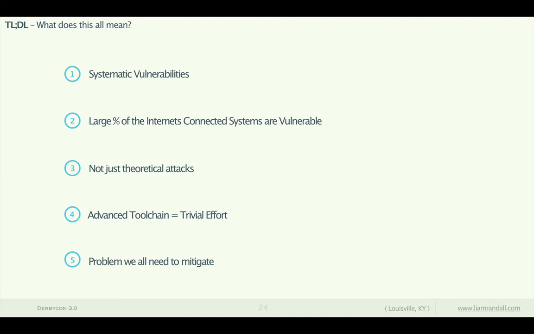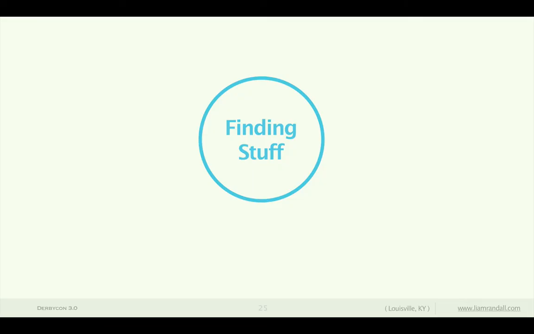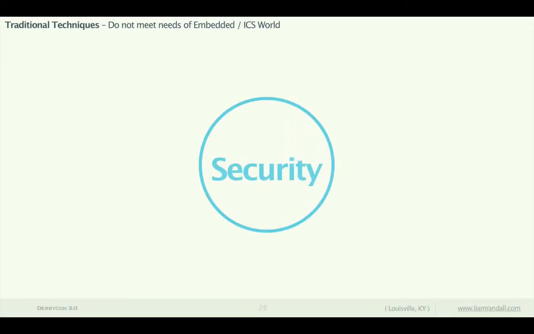And unfortunately, that means that this is a problem that we all need to mitigate. So, how do we find this stuff? When we're talking about ICS and embedded world, these are defensively handicapped products to begin with. When we talk about finding this stuff, I think generically we mean we want to find bad stuff, but let's first also consider how we find stuff in general in this space. And the sad reality is that the traditional techniques that we've been trained on just do not meet the needs of the embedded ICS world.